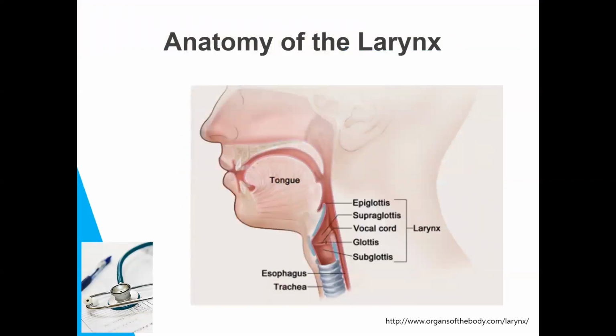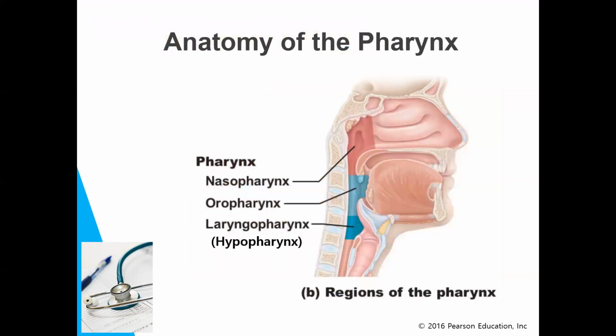The larynx is divided into subsites consisting of the epiglottis, supraglottis, glottis or vocal cords, and subglottic. A primary head and neck cancer can originate in any of these subsites. The pharynx consists of the nasopharynx, oropharynx, and laryngopharynx, also called the hypopharynx.